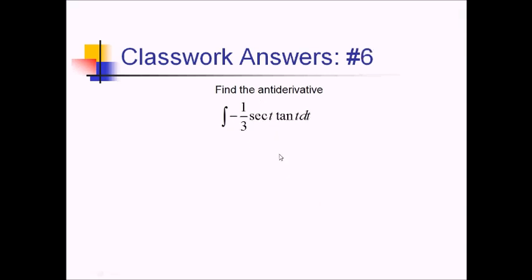On this problem, we want the antiderivative of negative 1/3 secant x tangent x. Now, when you're doing trig functions, anything that antidifferentiates to a c function is going to be negative. This antidifferentiates to secant, so it's going to keep its sign. This is going to just be negative 1/3 secant x plus c.